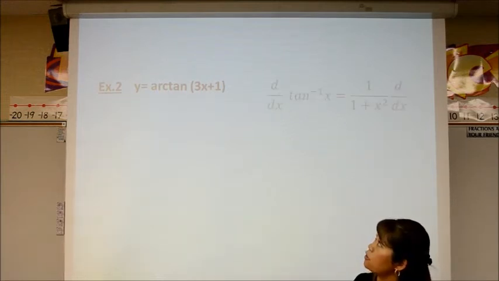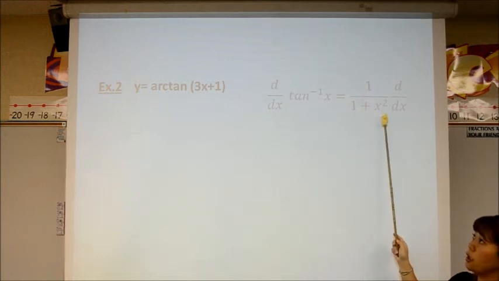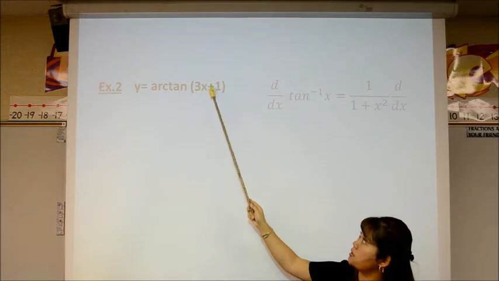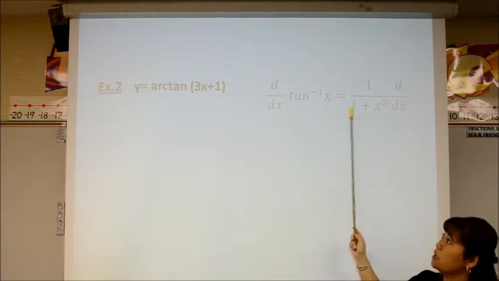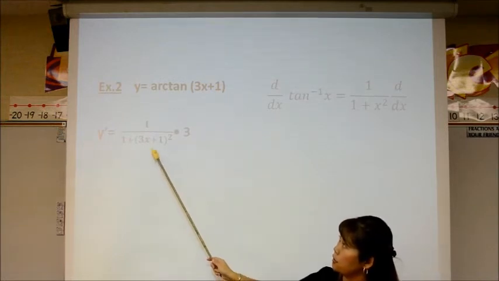So let's put up the arctangent formula. Arctangent is 1 over 1 plus x squared, times the derivative of x. So all of this right here becomes the x right there. We're going to substitute into that spot, and also take the derivative of this piece right here. So this is what it looks like.